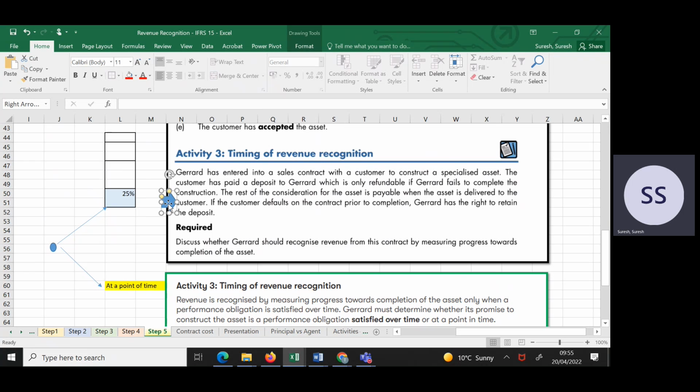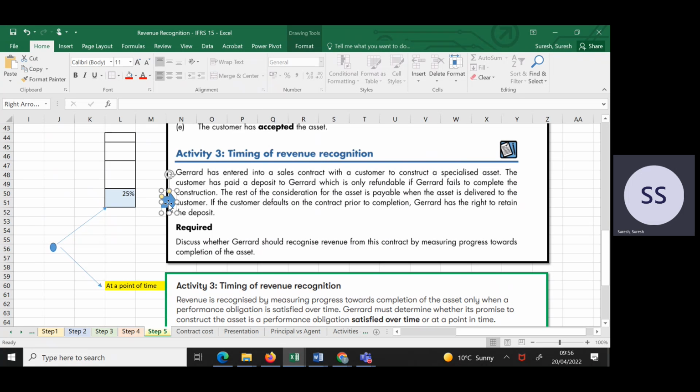Here Gerard is not entitled to the deposit that you have given if he fails to complete the chair. And also he can't even claim, say he has done two legs and only one leg is left to complete that asset, right? Still he can't claim any consideration for the work completed from you, right? There is no entitlement at all. So there is only one point of time where Gerard's performance is considered as completed, satisfied, which would be when the chair is fully constructed and then delivered to you.